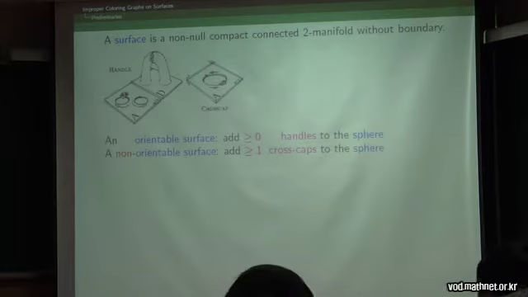So we say an orientable surface is what you get when you start with a sphere and add some non-negative number of handles to the sphere. And we say a non-orientable surface is something obtained by starting with the sphere and then adding some positive number of crosscaps. So what does this mean?